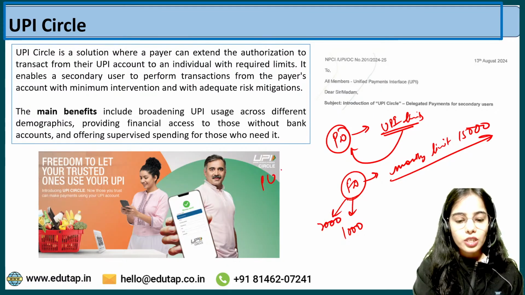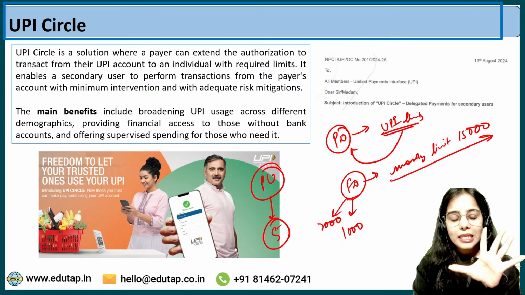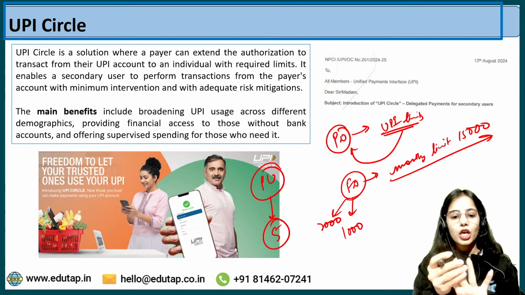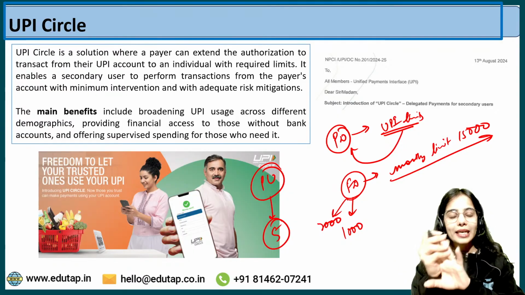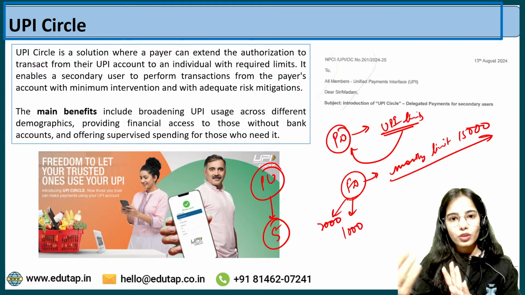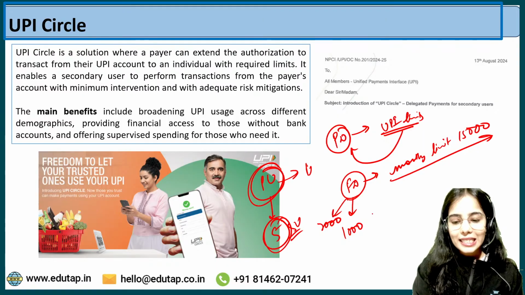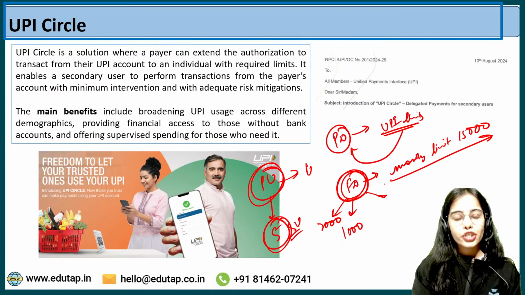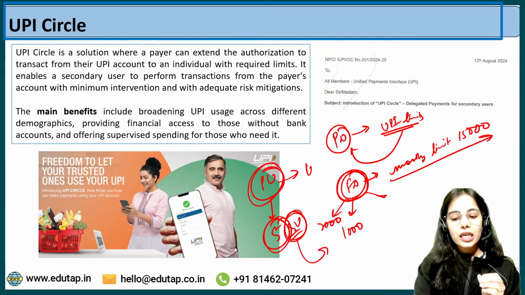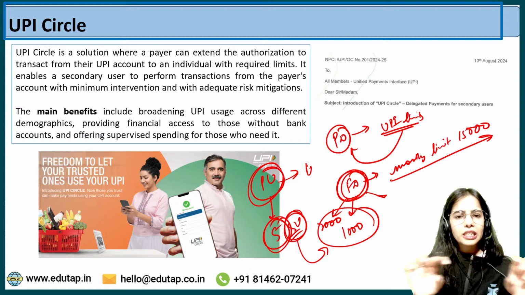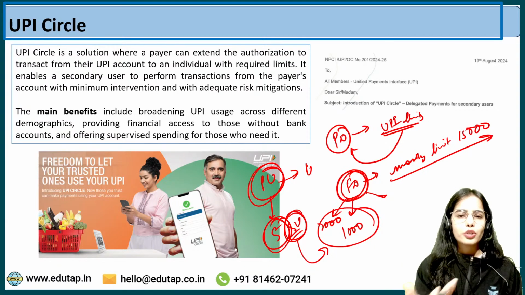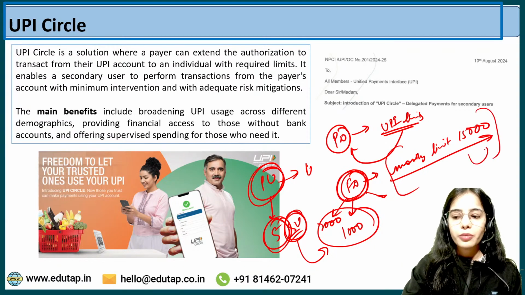And one primary user can have 5 secondary users. Let's say you have 2 kids, and let's say you want to give the access of your UPI account to your parents also. The primary user can give the access of their UPI account to 5 secondary users. In the case of full delegation, where the initiation and completion of the payment can be done by the secondary user, the monthly limit can be set as low as 1,000, 2,000, but the maximum monthly limit is 15,000.